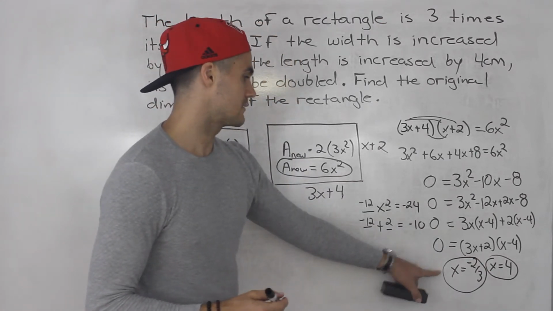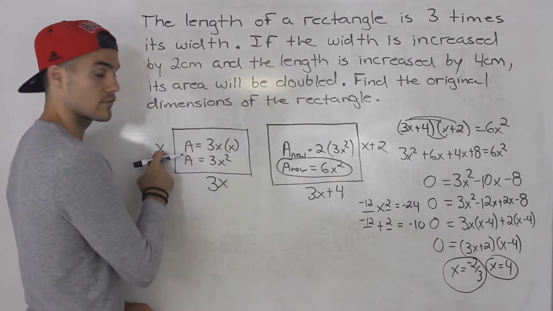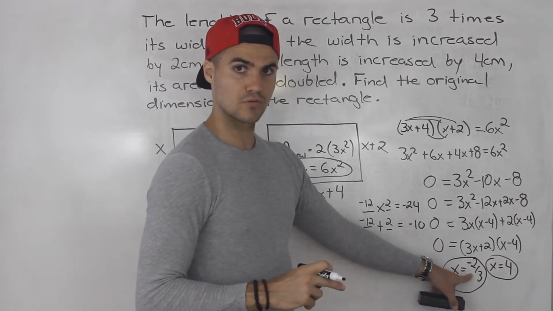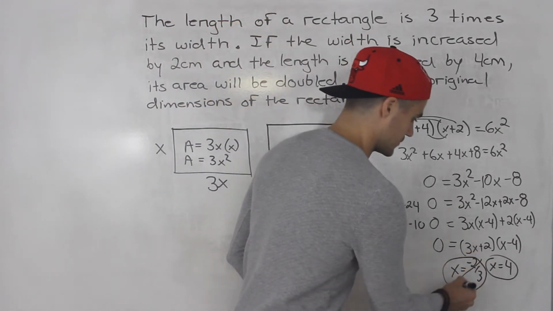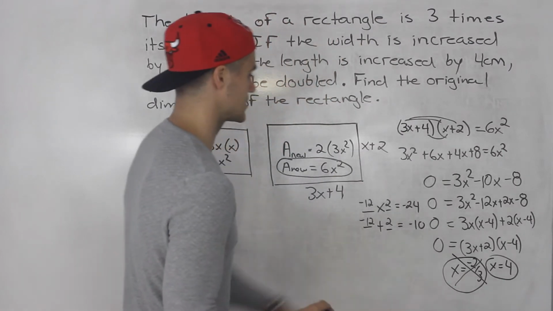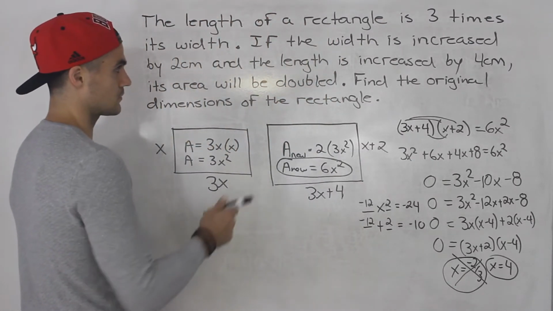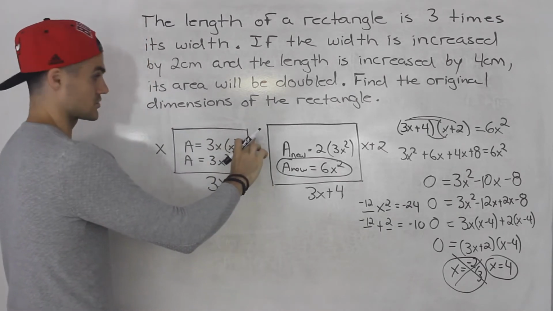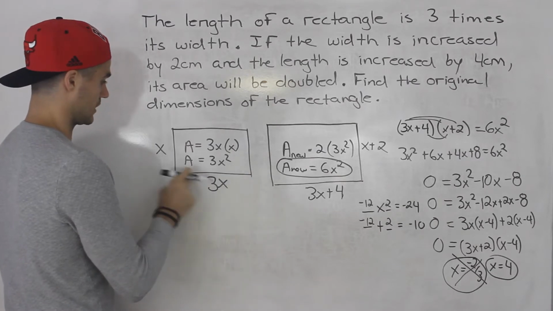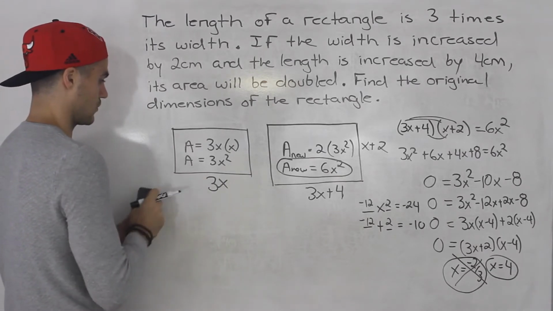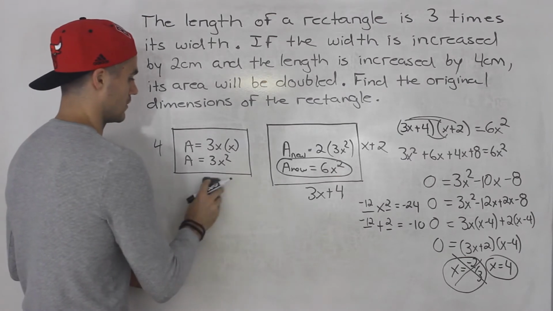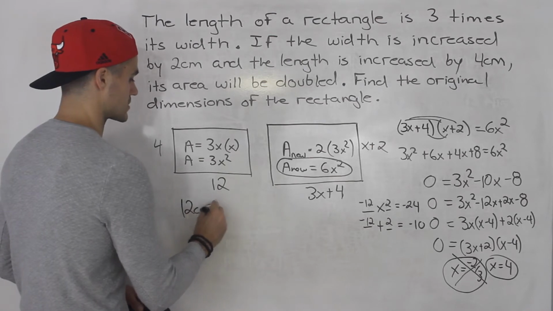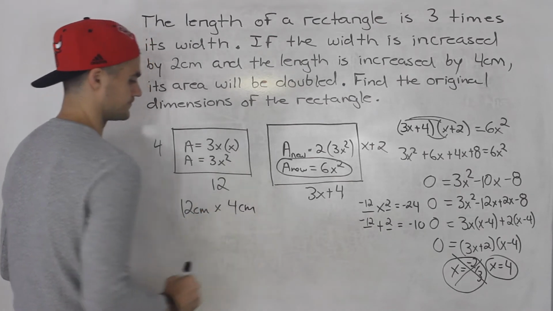Now what does x represent? If you remember, x represents the width of the original rectangle. So notice that we have negative 2 over 3, but we can't have a negative width. So we would just ignore that solution. So x is just equal to 4. When they ask you to find the original dimensions of the rectangle, if we plug in an x value of 4, the width would be 4, and then 3 times 4 is 12. So the original dimensions are 12 centimeters by 4 centimeters.